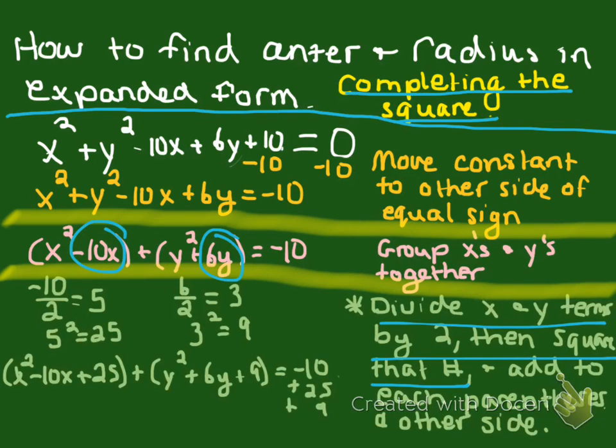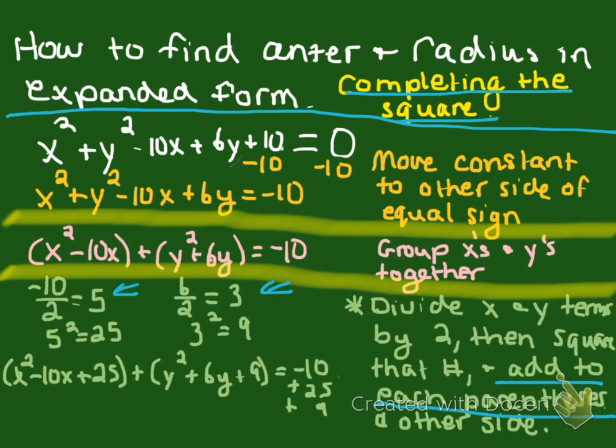So look at what I've done. You'll see here I did negative 10 divided by 2 equals negative 5, and then I did 5 squared equals 25. Then I did 6 divided by 2 equals 3, 3 squared equals 9. You add those numbers to each parentheses and to the other side of the equal sign.